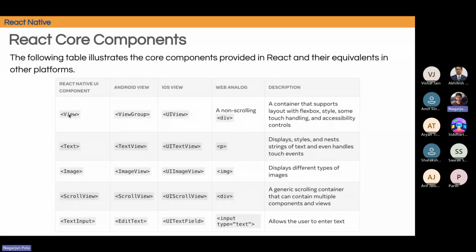So in React, the view component is nothing but view group in Android, which is similar to UI view in iOS. In web, all the divs. And the text component in React is text view in Android, UI text view in iOS. Similarly, image becomes image view, and UI image view in iOS. So at the end, these components in React Native should be translated into these or this, depending on where the application is running.